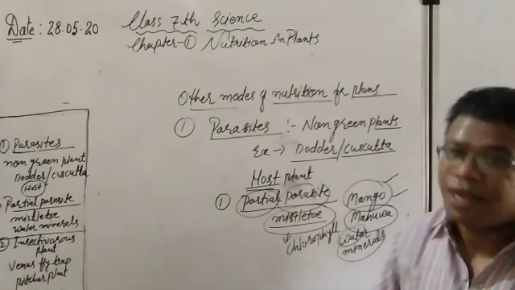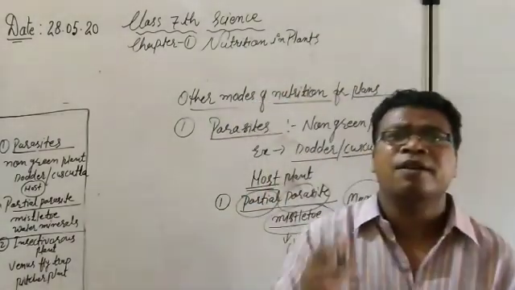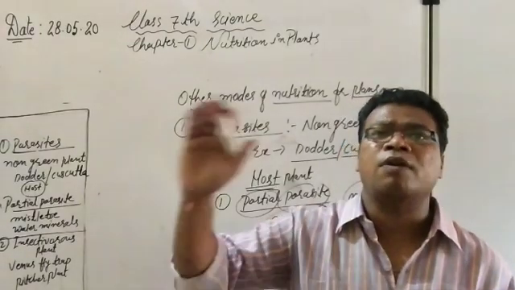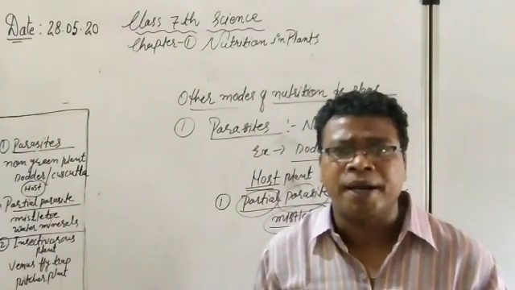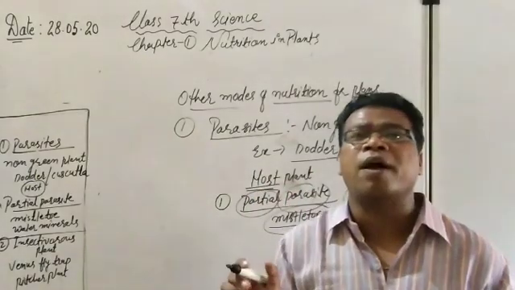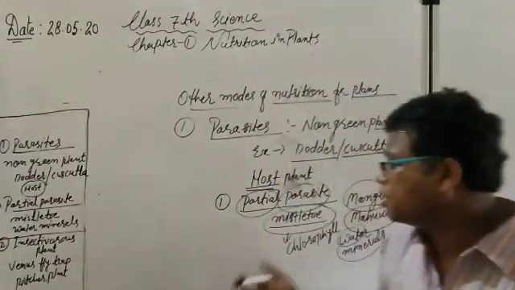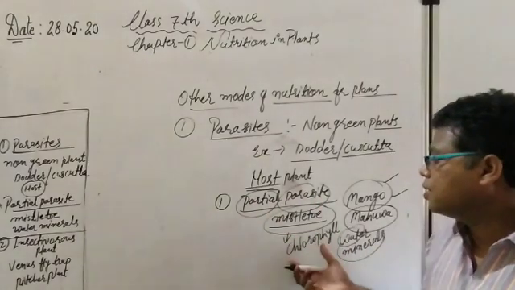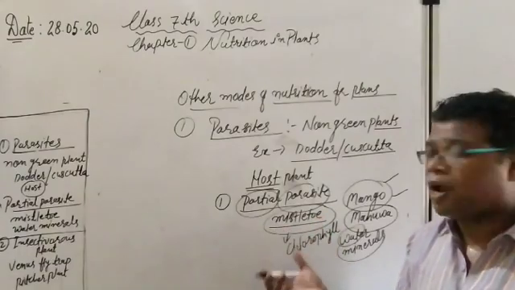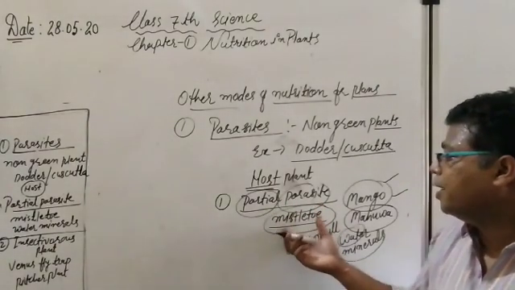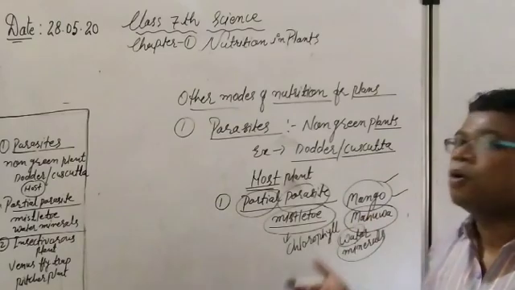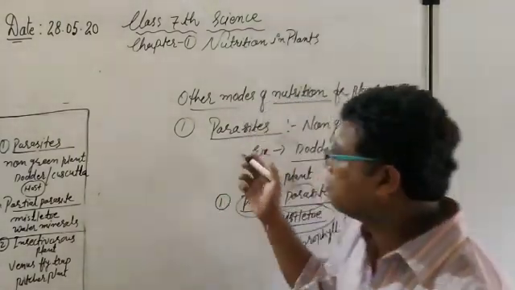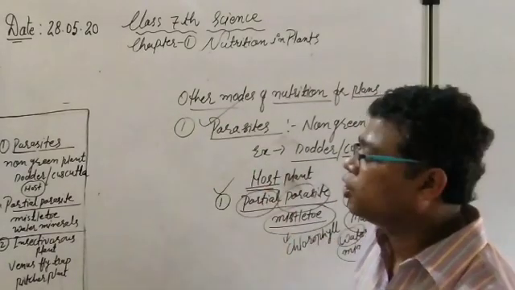category of partial parasite. Partial parasite means that they have the ability to produce food because they have chlorophyll, but for the water and mineral requirement, they get these from the host plant, and that's why such plants come under the category of partial parasite. What is the example? Mistletoe. The mistletoe plant is a partial parasite and it lives on the mango or mahua plant only for the water and mineral requirement. So this is the parasite and this is the partial parasite.